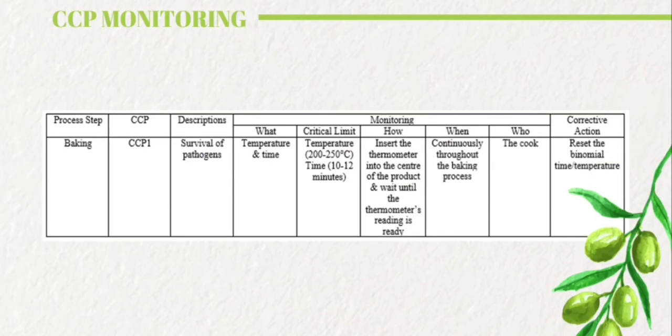For the CCP monitoring, the process step is baking, which is CCP1, the survival of pathogens. So the monitoring procedure is temperature and time. Temperature at 200 degrees Celsius for 10 to 12 minutes. Insert the thermometer into the center of the product and wait until the thermometer's reading is ready. Continuously throughout the baking process, this must be performed by the cook. So the corrective action is reset the time and temperature.